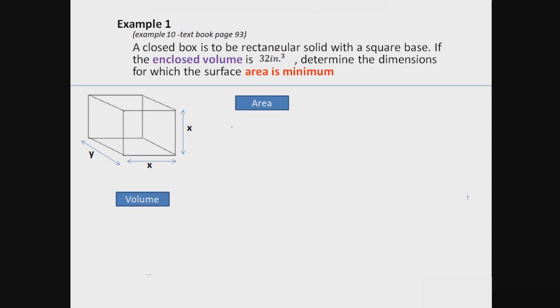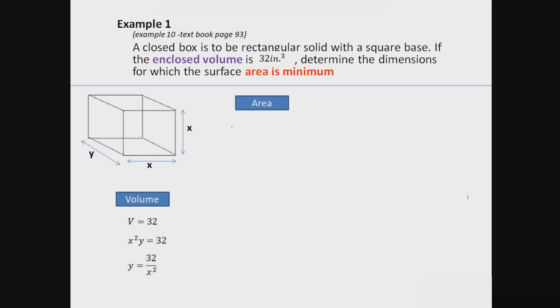Now we need to identify the volume and area formulas first in order to solve this optimization problem. To get the volume formula, we know that it's width times height times length. So we get x multiplied by x multiplied by y, so we get x squared y is equal to 32. Let's make this one term to substitute into another formula later. So we get y is equal to 32 over x squared.